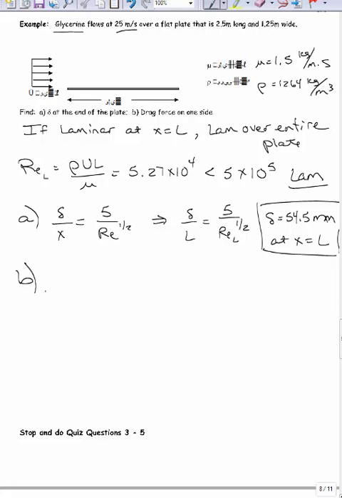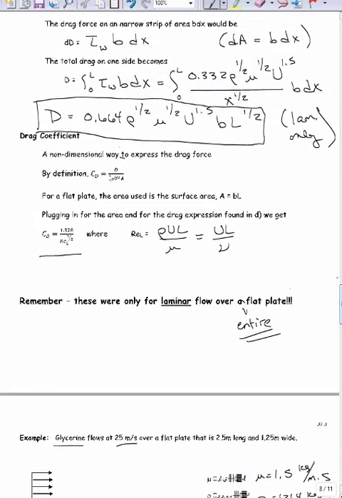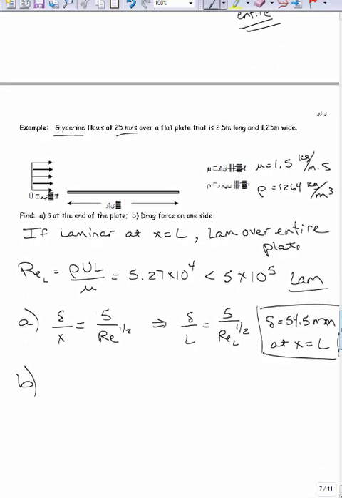Part B is drag force on the one side. Okay, so two ways to do this. We had an equation for drag, so I could just go back up and plug into this equation for drag. But that's not the way we do it for turbulent flow. So what I'm going to do instead is calculate a coefficient of drag, which is actually pretty easy because I already have Reynolds number at L. And once I have that, then I'm going to use that to calculate drag, because I also know that coefficient of drag equals drag over 1/2 rho u squared A.